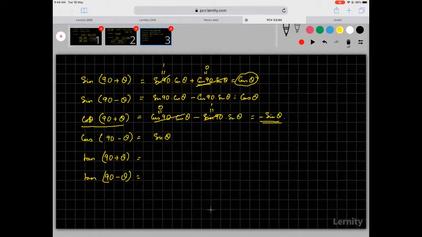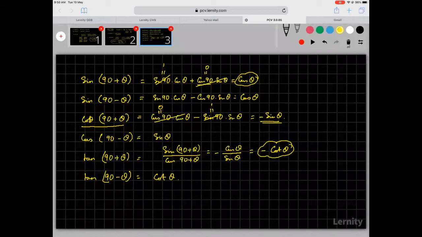So tan of 90 plus theta is equal to sin of 90 plus theta by cos of 90 plus theta. So sin of 90 plus theta is equal to cos theta. Then cos of 90 plus theta is equal to minus sin theta. So do you see that it is equal to minus cot theta? So tan of 90 minus theta will be simply equal to cot theta. So you must be capable of doing these kinds of things.